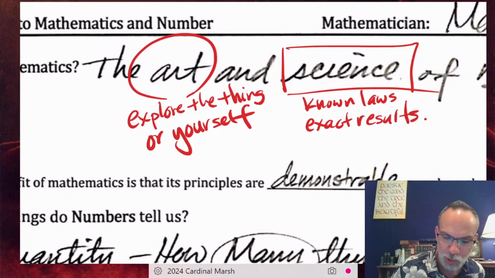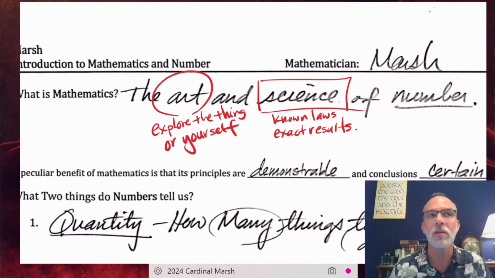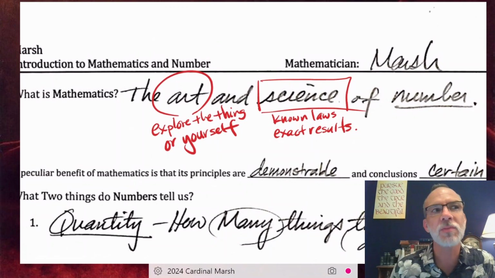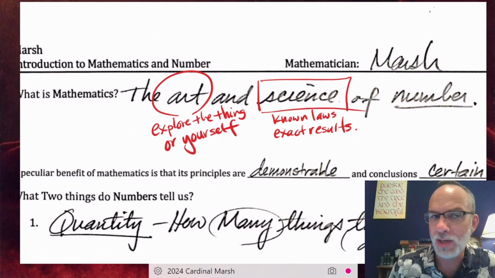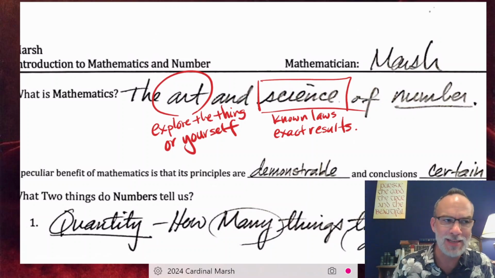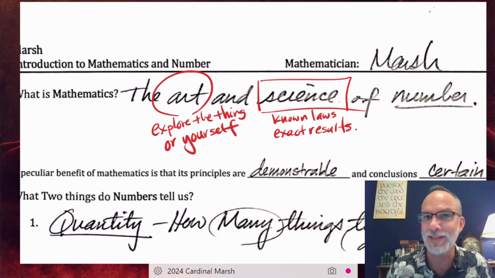What we're doing is we're doing mathematics both as an art and a science of number. We're exploring number, one, to kind of figure out what it is. I'm not just here to tell you this is this and that is that. Part of the joy of learning is figuring things out for yourself.